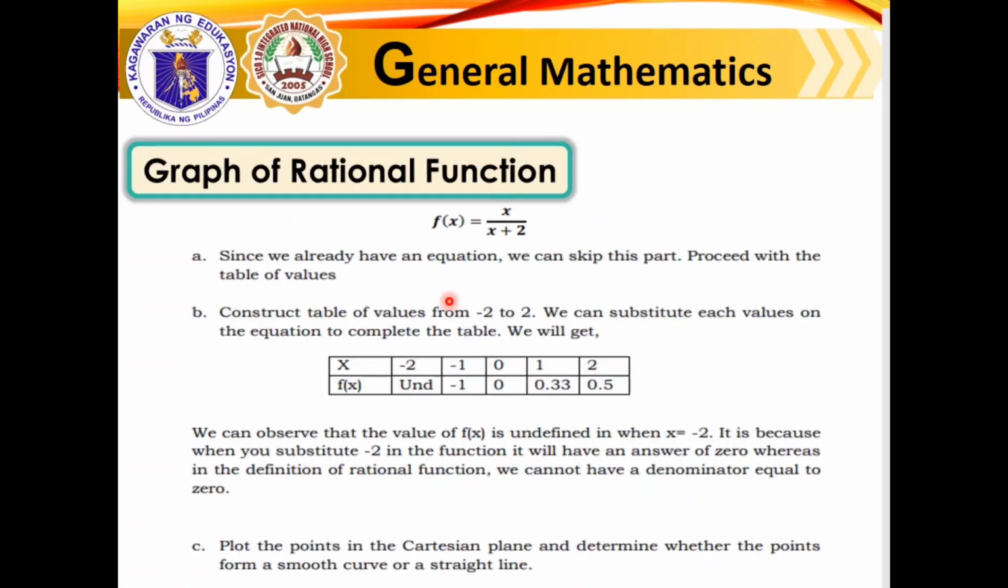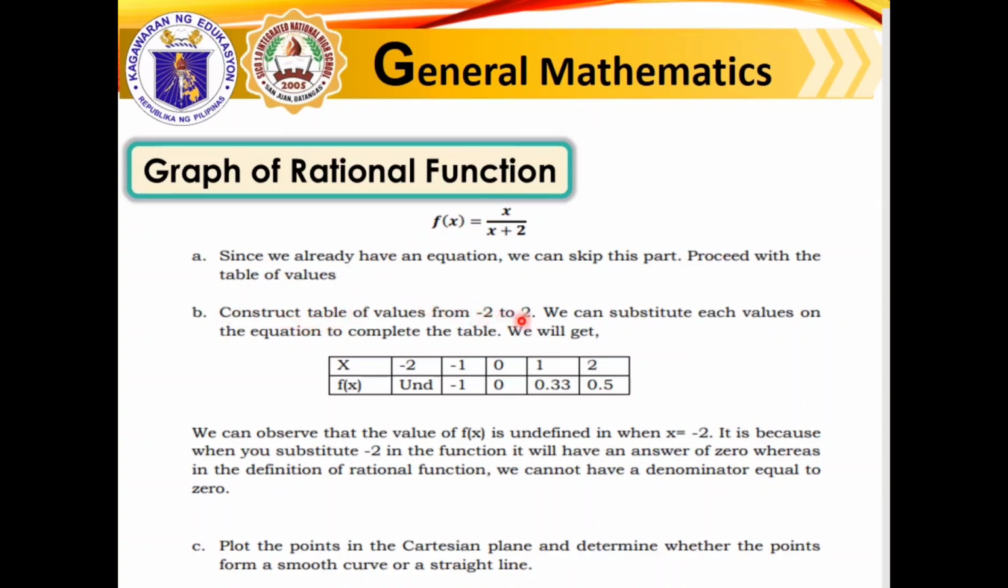Okay, let's have another example in graphing of a rational function. So this is the original function. So f of x equals x all over x plus 2. So since we already have an equation, we can skip this part. Proceed with the table of values. So in this problem, we are already given the rational function. So we will now construct a table of values from negative 2 to 2.